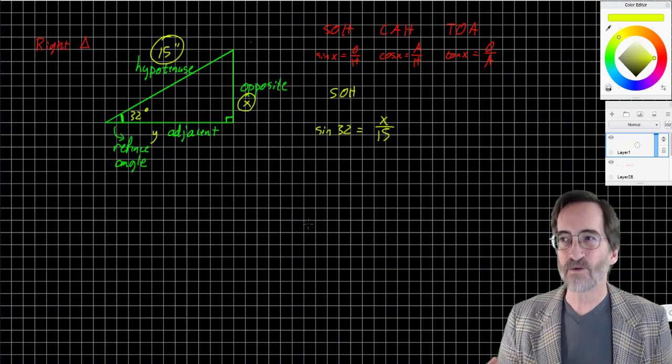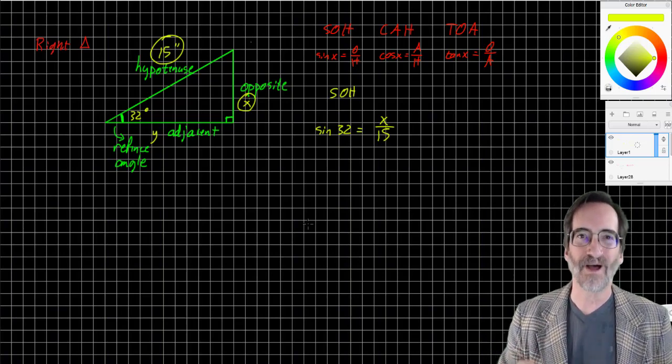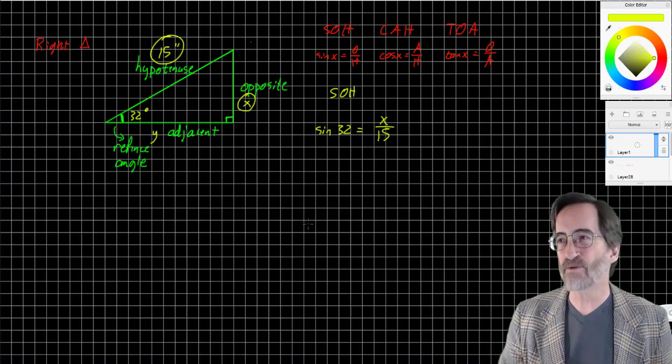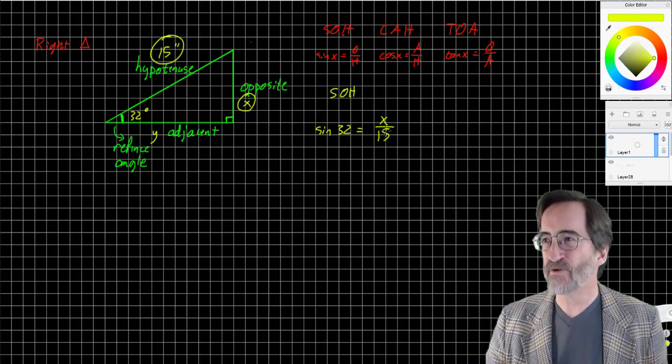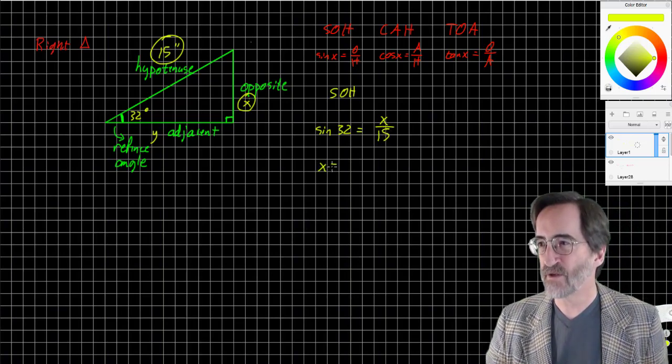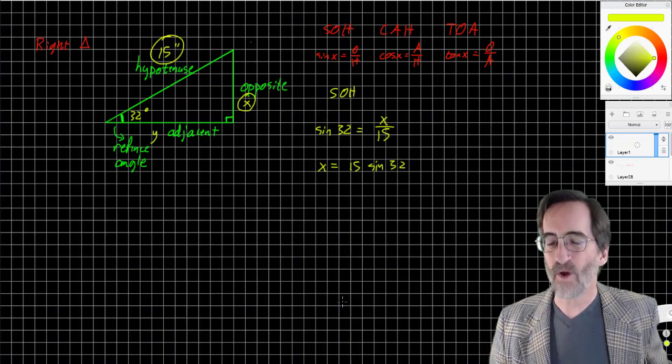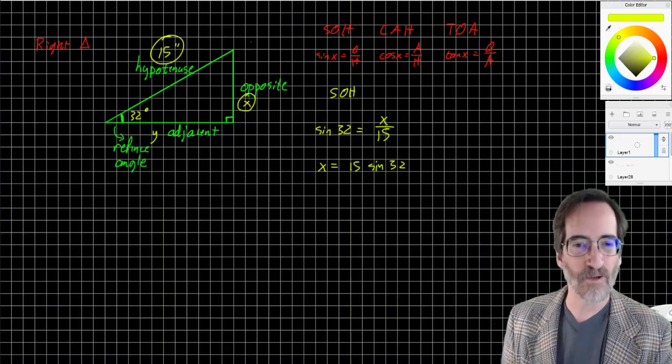I recommend you save the calculator for the last step. Manipulate the equation. So the opposite of divide 15 is times 15. So this is x equals 15 sine 32. You'll get more accurate answers if you wait to use the calculator on the last step.